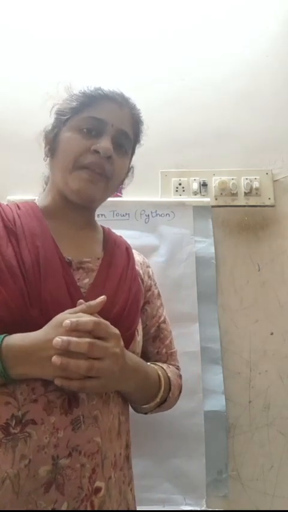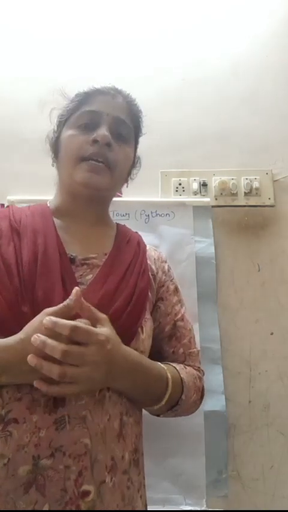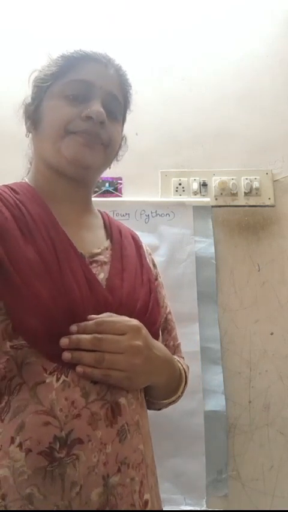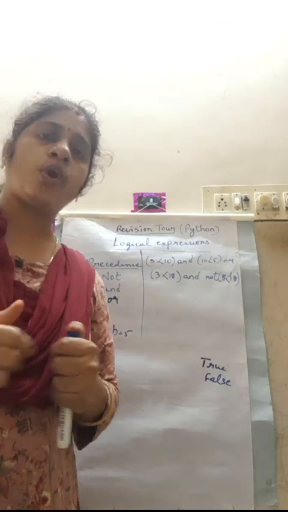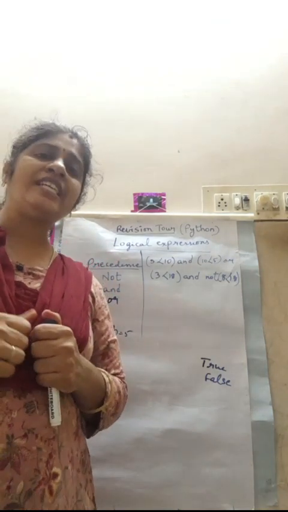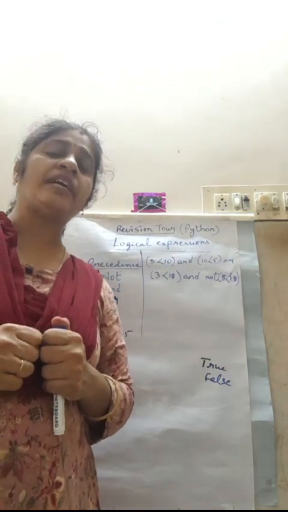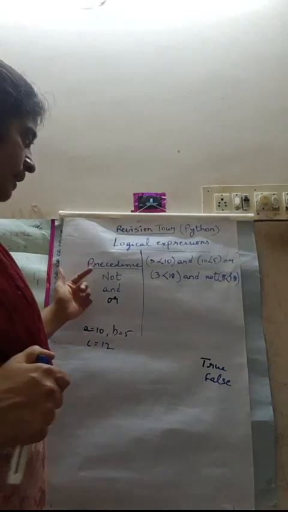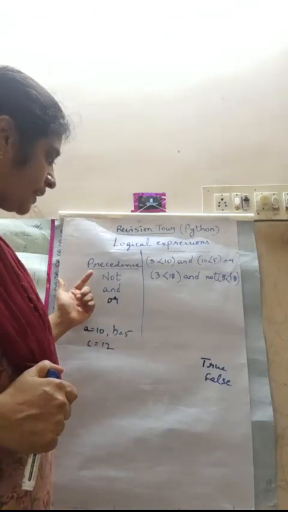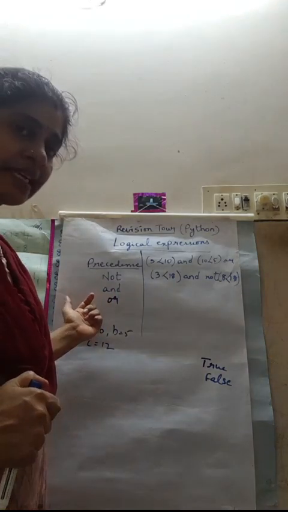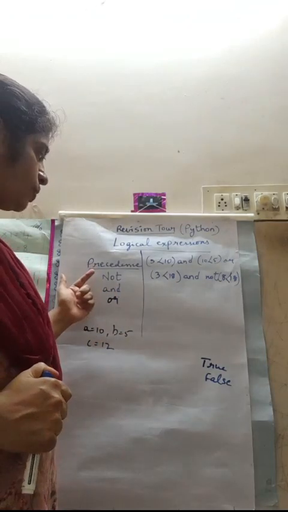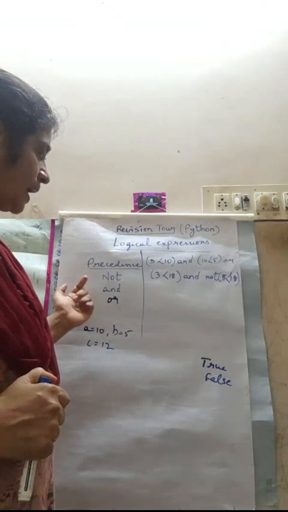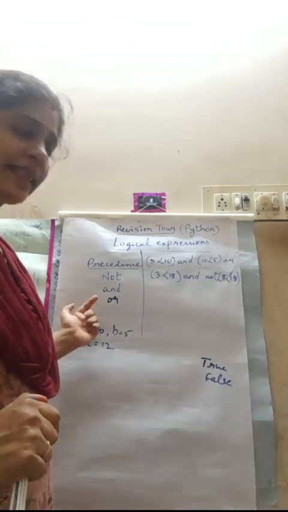So now we will continue with logical expressions. Now we will see what logical expressions are. Logical expressions are those expressions which have logical operators in them. For example, the logical operators are not, and, or. I have written them in the order of precedence. So the first precedence is given to not, then or, then and, and then or.